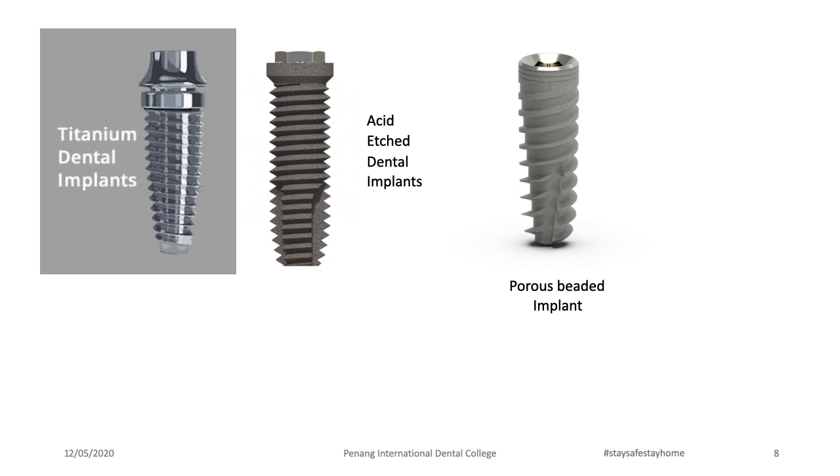The surface texture is manipulated. This is basically for better healing of the bone and also binding of the bone to the implant. Acid etch or hydroxyapatite, a porous beaded, basically have kinds of pores and ditches or micropores inside them where the bone can enter into these micropores and bind to the implant.